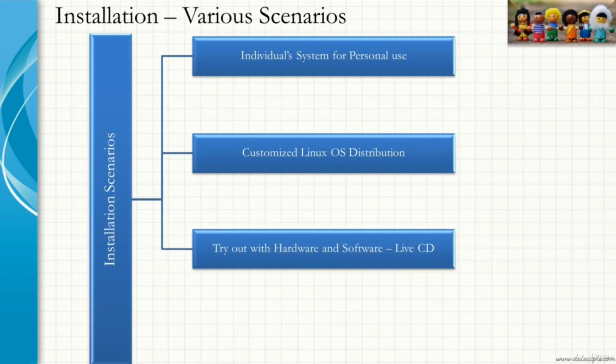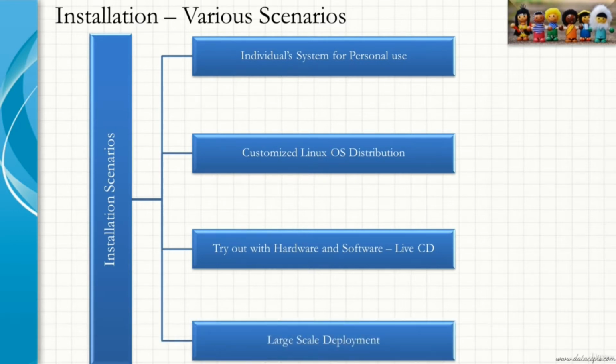Just try out with hardware and software, that is live CD. If we need to test whether a particular version of Linux will run properly without any issues on a particular hardware platform, then one can try out the live CD version. Once everything works fine, then one can actually install that version of Linux operating system on that hardware.